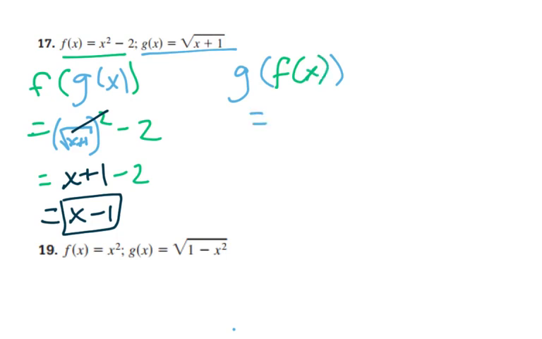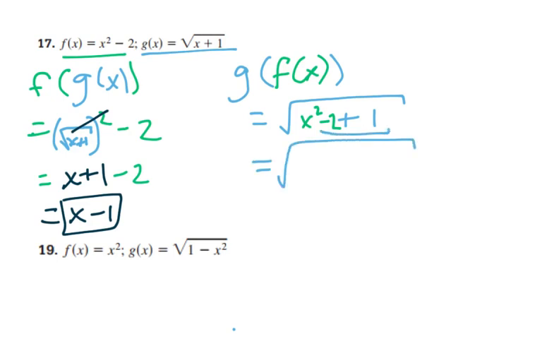And so our g equation again was the square root of x plus 1, but no more x. We're going to put f inside, and f is x squared minus 2. Alright, so if we simplify, we're going to end up with still a square root, but we could put these two numbers together. And so we're going to end up with x squared, but then a minus 1.